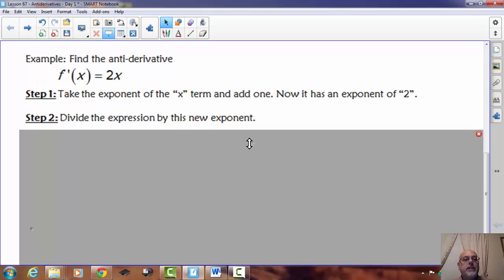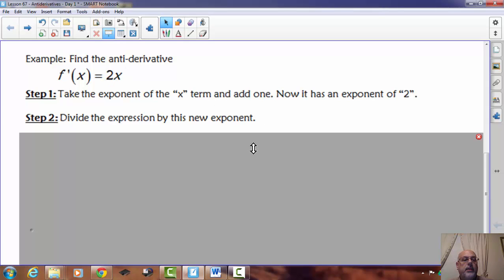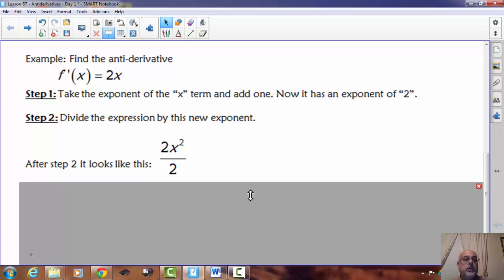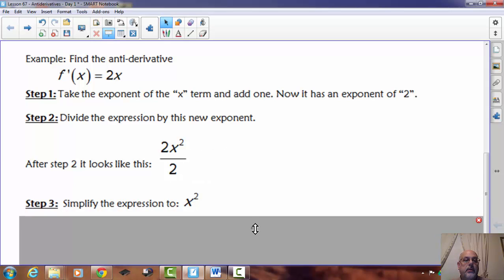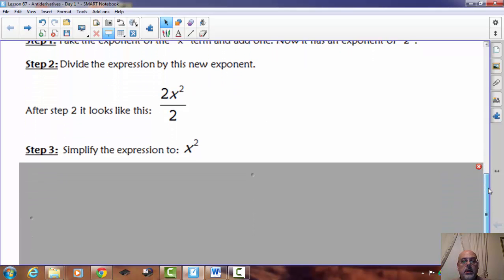Then whatever your new exponent is, you divide by that. So the exponent here is 1, we add 1 is 2. Then we divide the whole thing by 2. So when we're done, it looks like this. Exponent of 1, add 1, that's how I got that 2. Whatever this new exponent is, you divide by that exponent. So we have 2x squared over 2. When you clean that up, you simplify the expression to x squared.